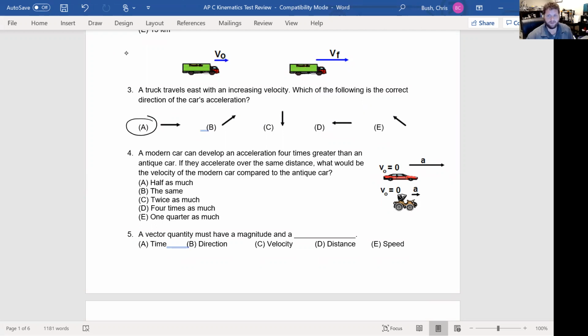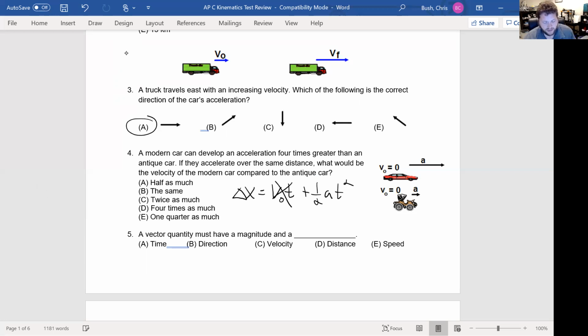4. A modern car can develop an acceleration 4 times greater. Okay, right, this one's a little tricky. They say the same distance. They don't say anything about the same amount of time. So the equation we're talking about here is going to be delta x. Okay, maybe I have to do it here. Delta x equals v naught t plus 1/2 a t squared.